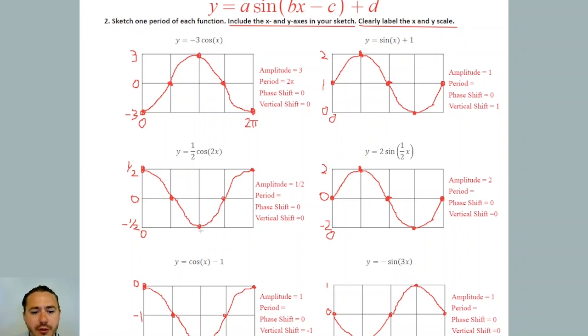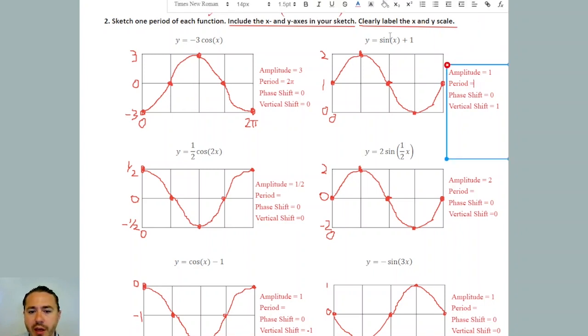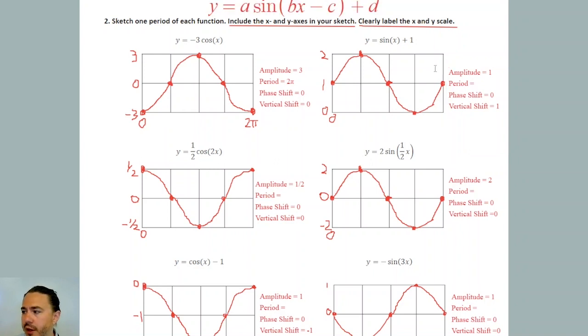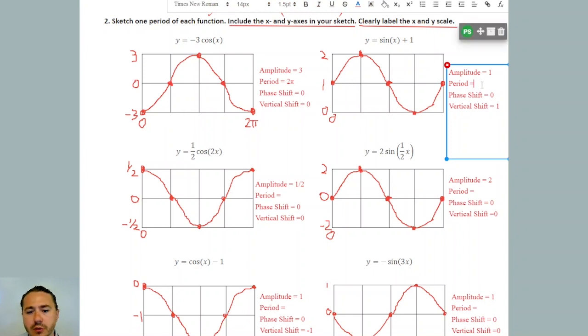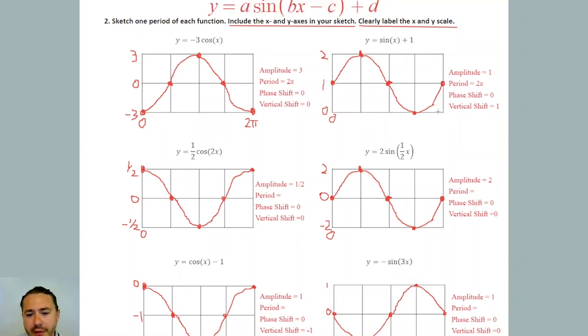Let's finish the labeling on the rest of these, and we'll do the x and y axes. So the period for this next one is going to be 2 pi divided by b, and again, we have no coefficient here, so it's just a 1. So that's going to be 2 pi divided by 1, which is 2 pi. So 0 plus 2 pi is 2 pi, so the end of my window is 2 pi once again.